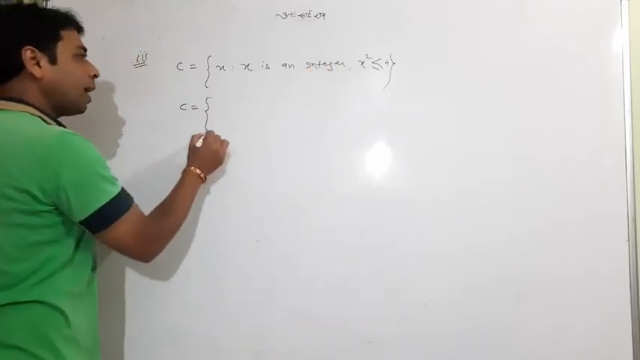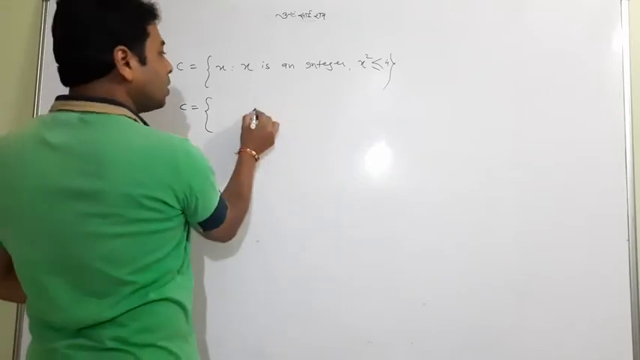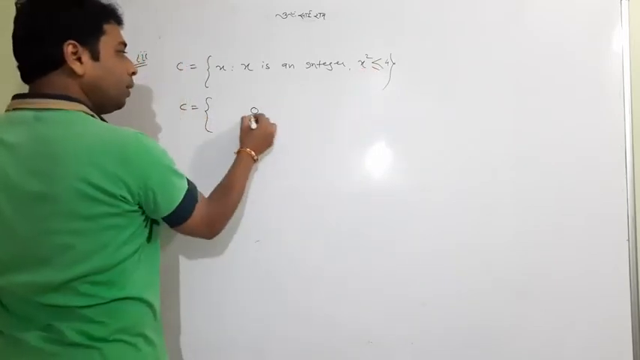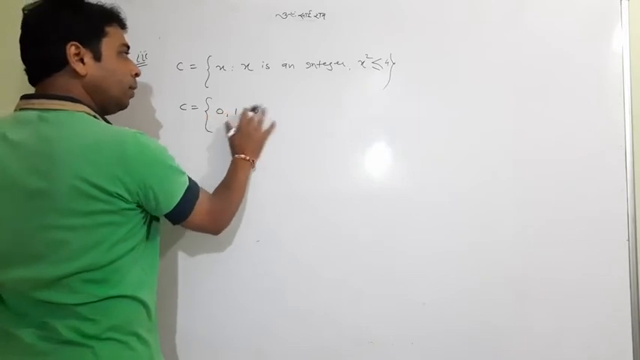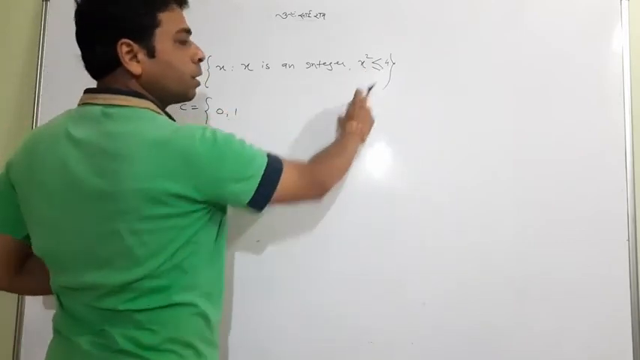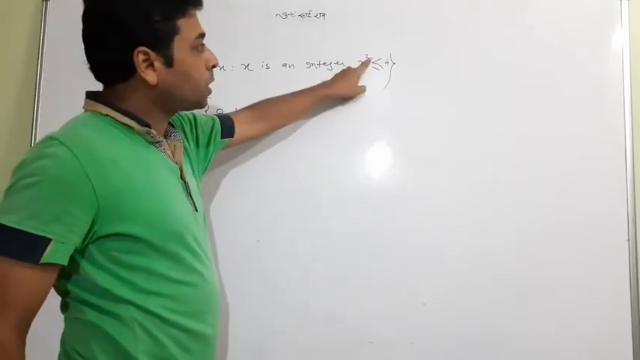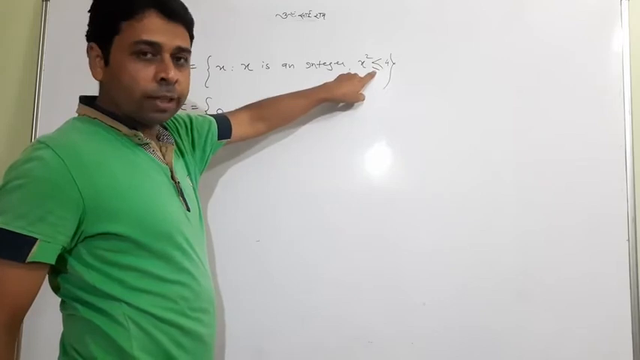So I don't think that I have to tell you at length. The first integer is 0, because when you put 0 it is satisfying. Can you put 1? If you put 1, 1 square is less than 4, yes. Can you put 2? 2 twos are 4, which is not less than but equal to. Both signs are available here.